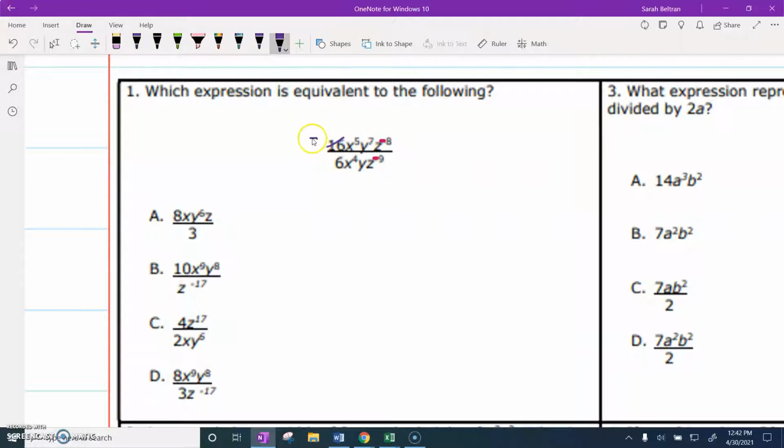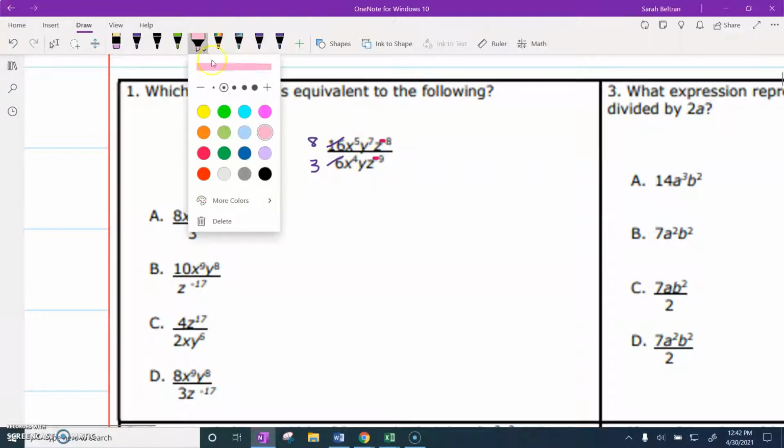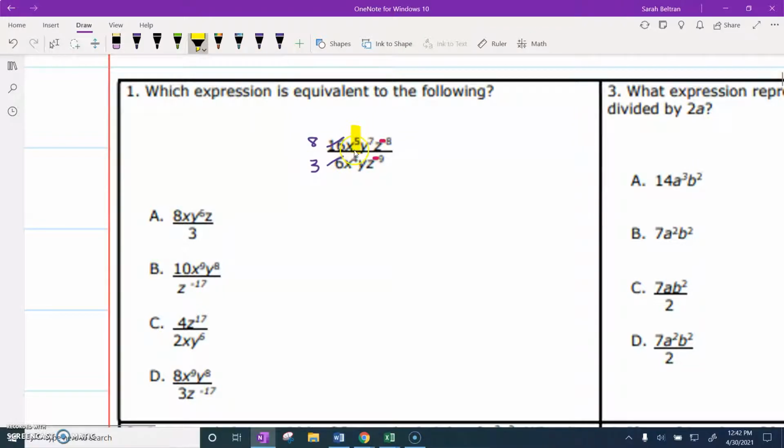So a 2 can go into 16 8 times, 2 can go into 6 3 times, and whenever it comes to the exponents, all we have to do is subtract them because this is division of exponents. And so let me rewrite my answer. I know I'm going to have an 8 on the top, a 3 on the bottom. Okay. 5 minus 4 is just 1, so x to the first power. And then since there's no number next to the y, remember there's an invisible 1 there. 7 minus 1 is y to the 6th.